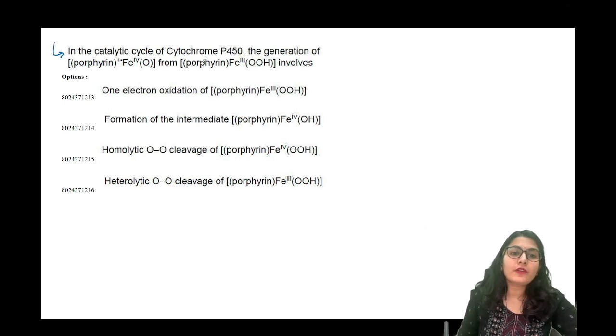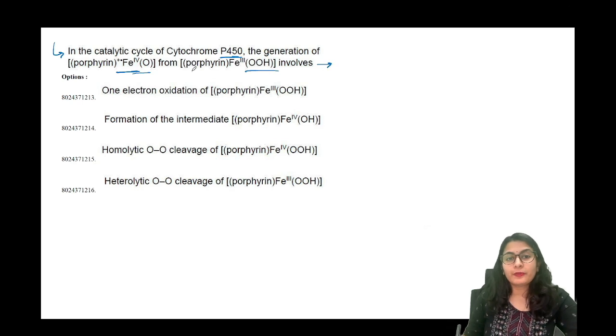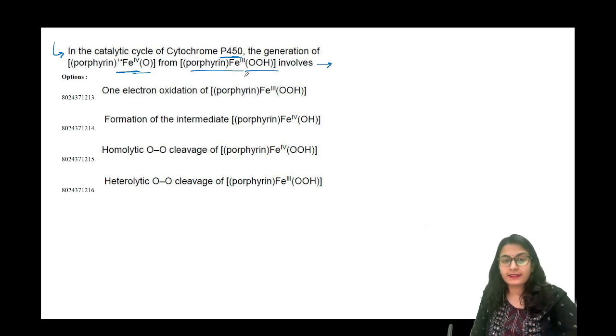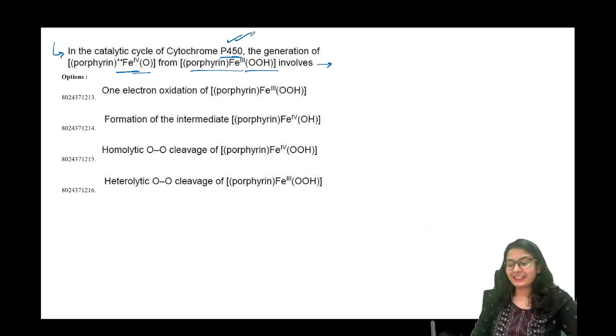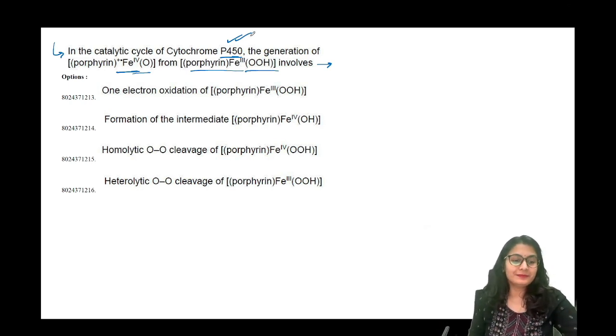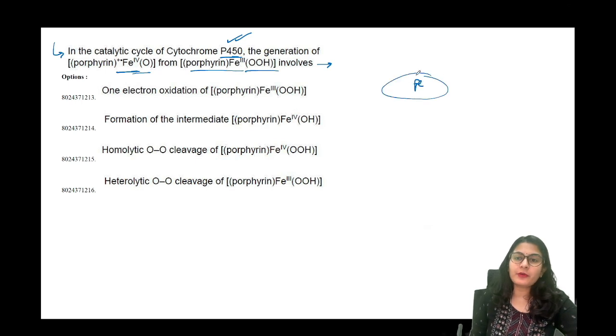In the catalytic cycle of cytochrome P450, the generation of porphyrin radical cation iron 4 O from porphyrin Fe3 OOH involves... So from here to here it wants to go. What is the major change? What is happening? Alright, for that you need to know the mechanism of cytochrome P450. Yes, let's just take a second and recall. So what are you doing actually? There is this porphyrin thing going on. You have the peroxide now.